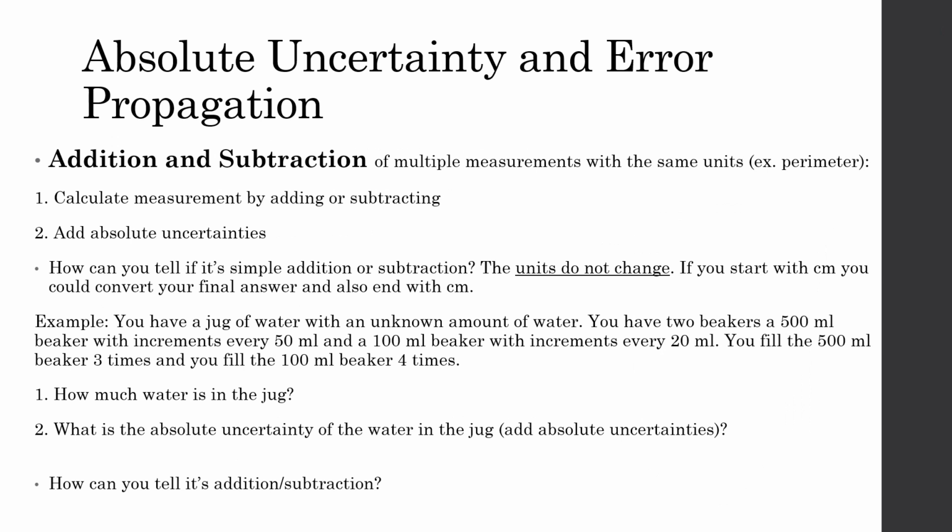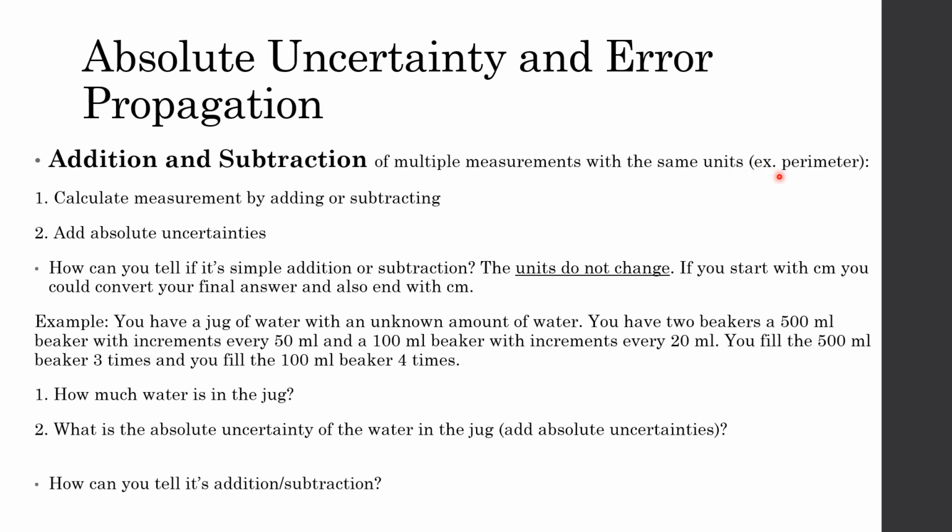All right, so now we're going to switch gears a little bit and we're going to talk about absolute uncertainty and error propagation. Okay, so we're moving away from relative uncertainty for a minute and we're going back to absolute uncertainty. Absolute uncertainty is going to be your simple addition and subtraction problems, and this can be of multiple measurements or just a couple, but they're going to have the same units. An example would be perimeter.